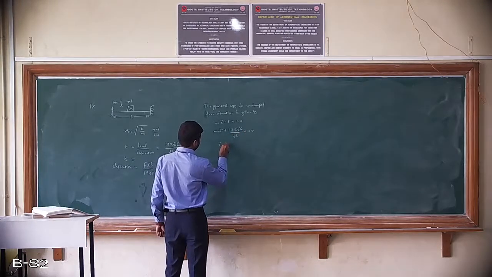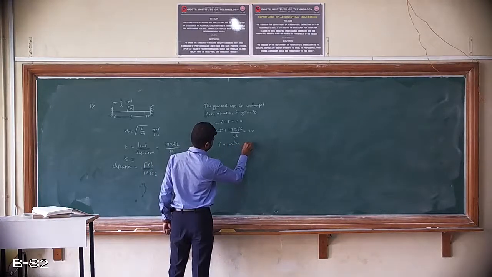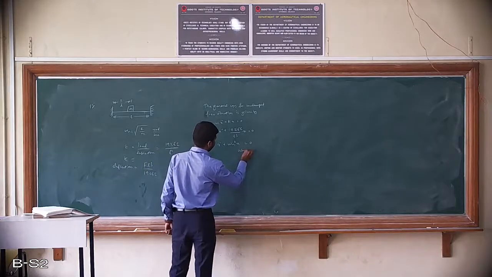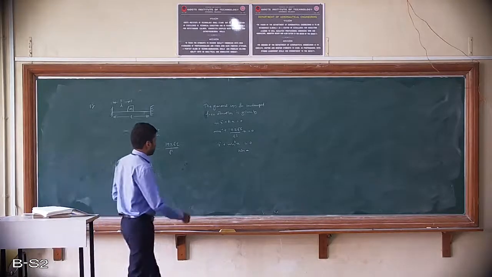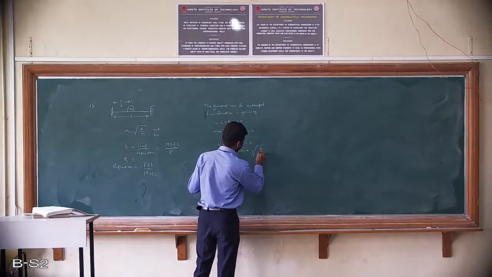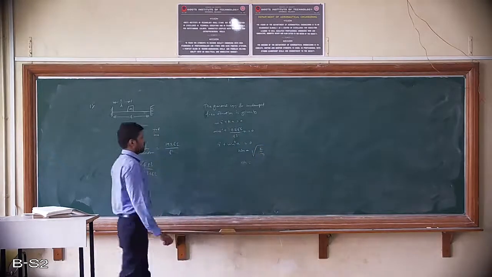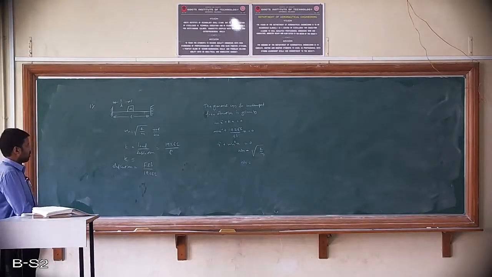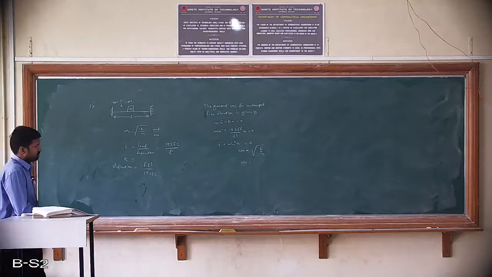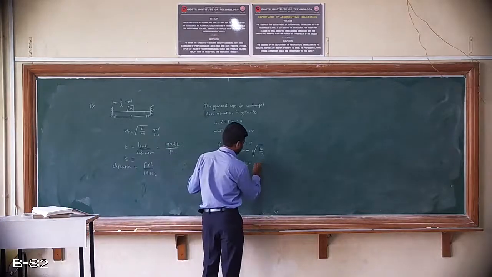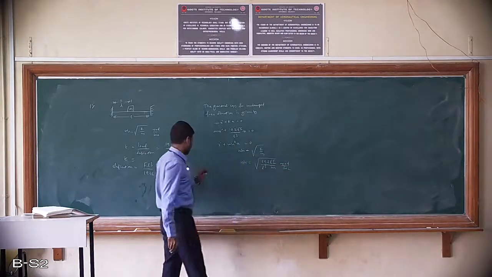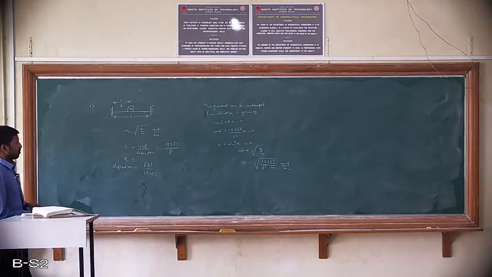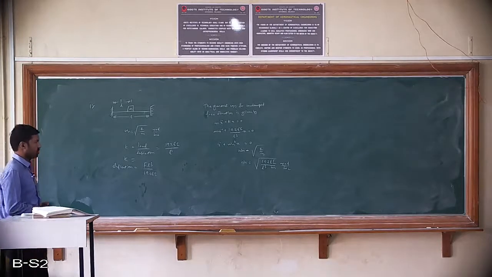Now compare this one with x double dot plus omega n square into x is equal to 0, so that we can find out the value of omega n. And the value of omega n is given by the equation under root of k by m. So find out what is the value of omega n. So we know what is the value for k, that is 192 EI divided by L cube. So what is the final value for omega n? So under root of 192 EI divided by L cube into m radian per second. So this is the final value for natural frequency for the given problem statement.